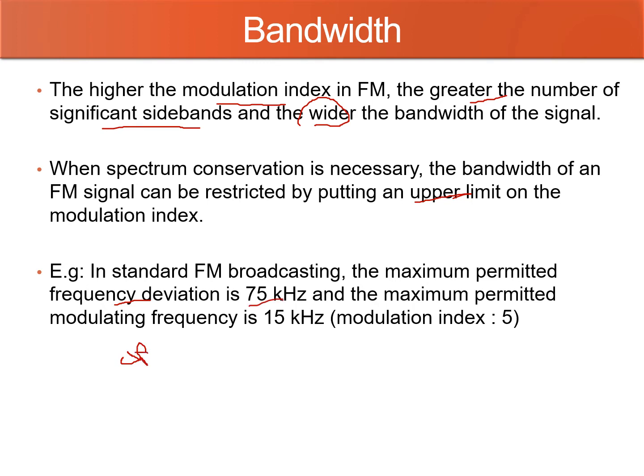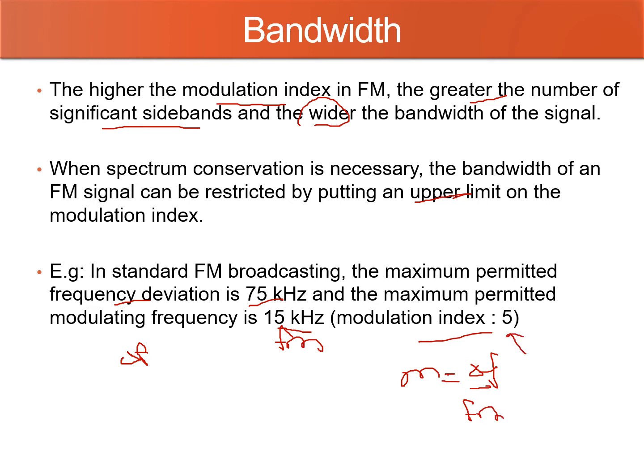And the maximum permitted modulating frequency, which is our FM, is 15 kHz, and we get the value of M by using this equation: M equals delta F over FM, and is equal to 5.